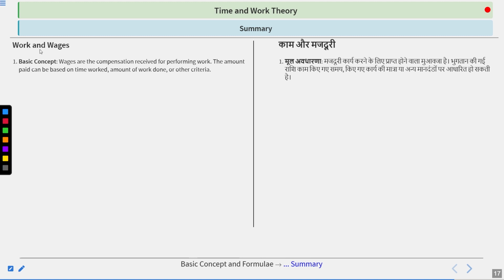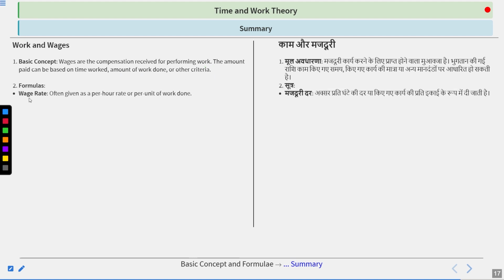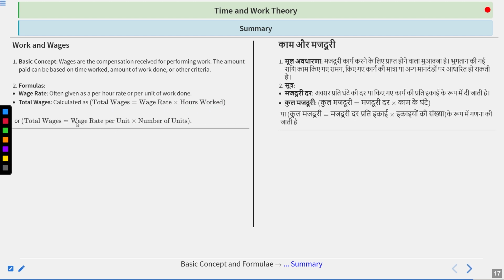Now, basic concept of work and wages. Wages are the compensation received for performing work. The amount paid can be based on the time worked, the amount of work done, or other criteria. The formula: wage rate, often given as a per hour rate or per unit of work done. Total wage is calculated as wage rate into hours worked. Clear? So total wages equal wage rate per unit into number of units. Clear?